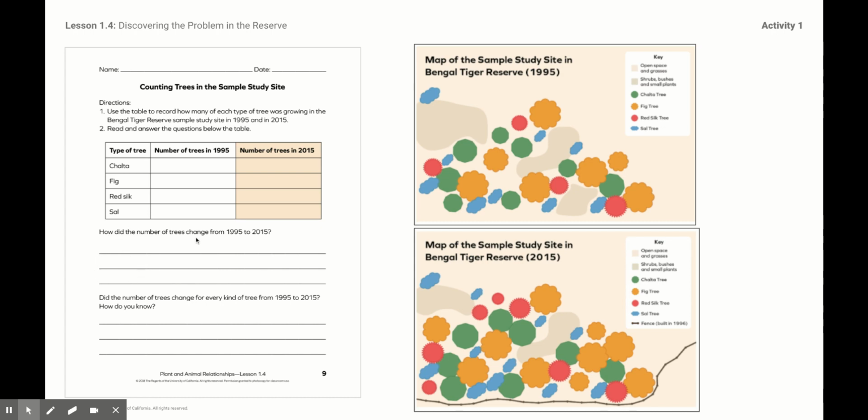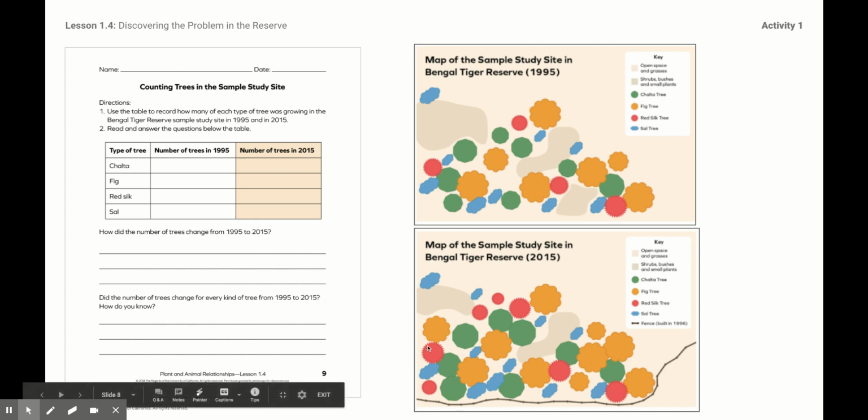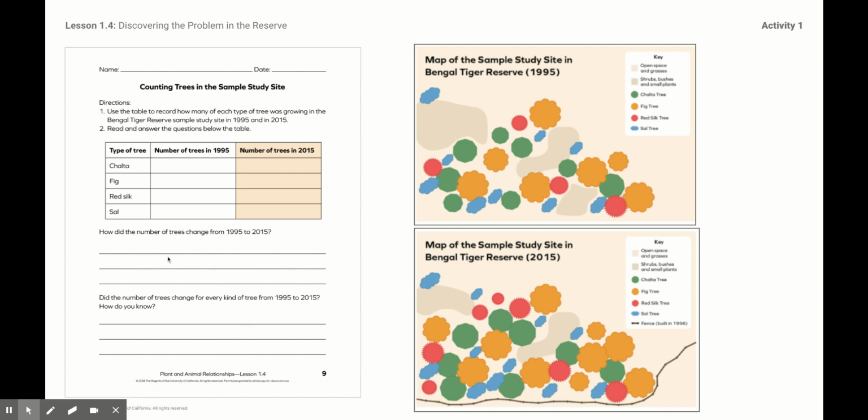So how did the number of trees, so all of the trees, change from 1995 to 2015? So just try to answer it by talking about any changes that you notice in numbers. So did the number of trees change for every kind of tree from 1995 to 2015? And how do you know? So again, this is where you can use your table, you can use the information from the maps that you notice, and do your best to answer this question. You have to answer them in a complete sentence with a capital letter and a period on both of these questions.